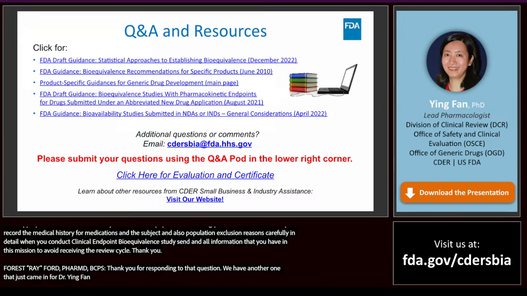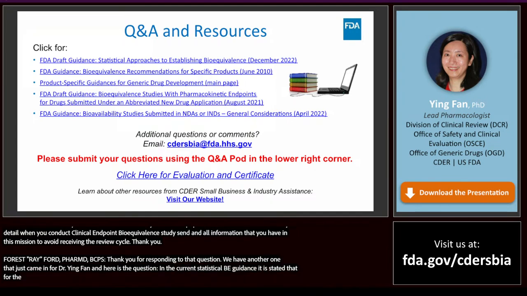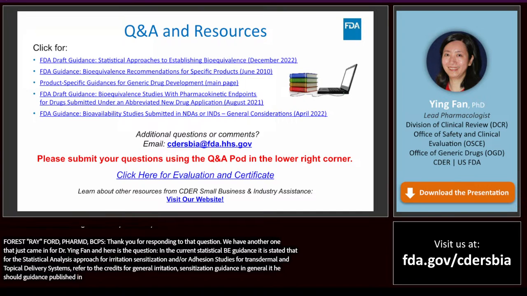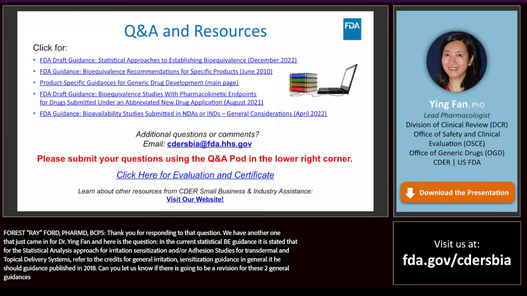In the current statistical bioequivalence guidance, it is stated that for the statistical analysis approach for irritation, sensitization, and/or adhesion studies for transdermal and topical delivery systems, refer to the general irritation and sensitization guidance and the general adhesion guidance published in 2018. Can you let us know if there is going to be a revision for these two general guidances?